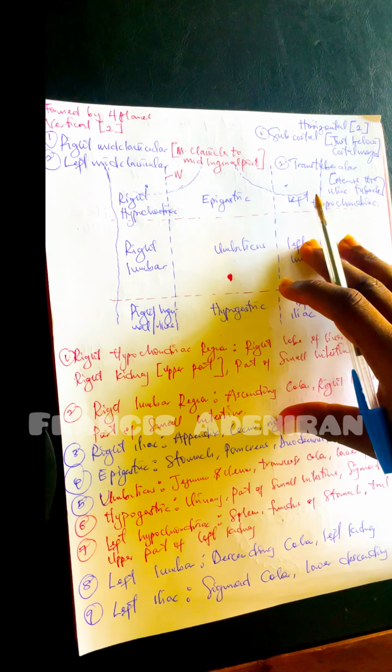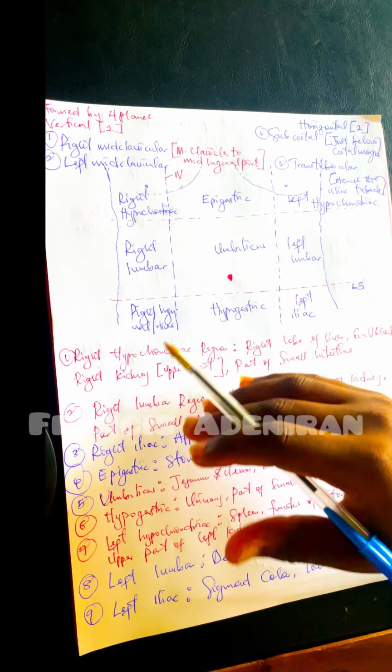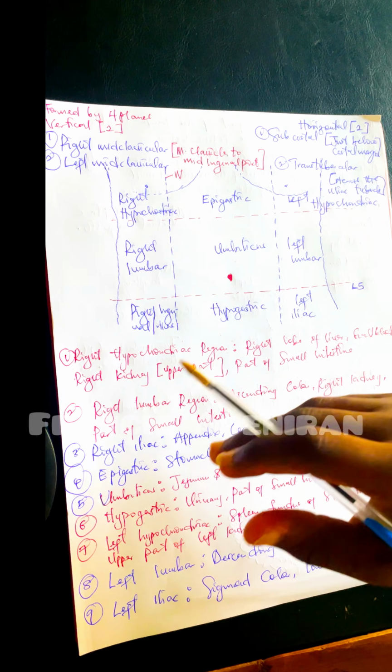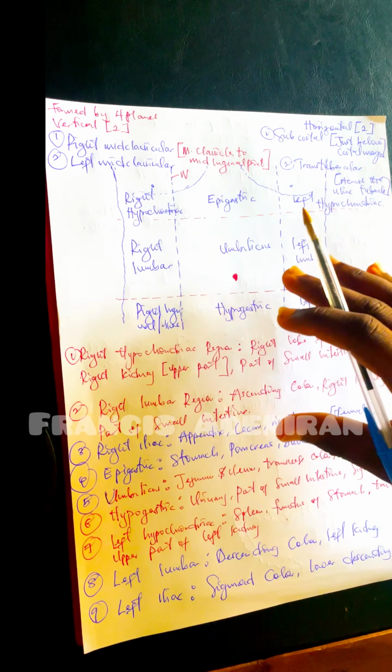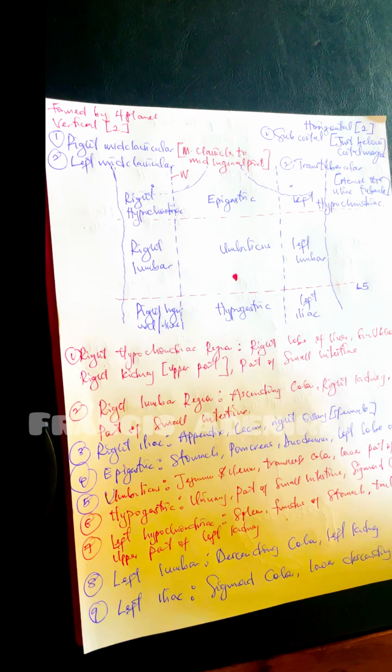So I believe that with this, you understand the divisions of the abdomen into 4 quadrants and into 9 regions and why we do them.